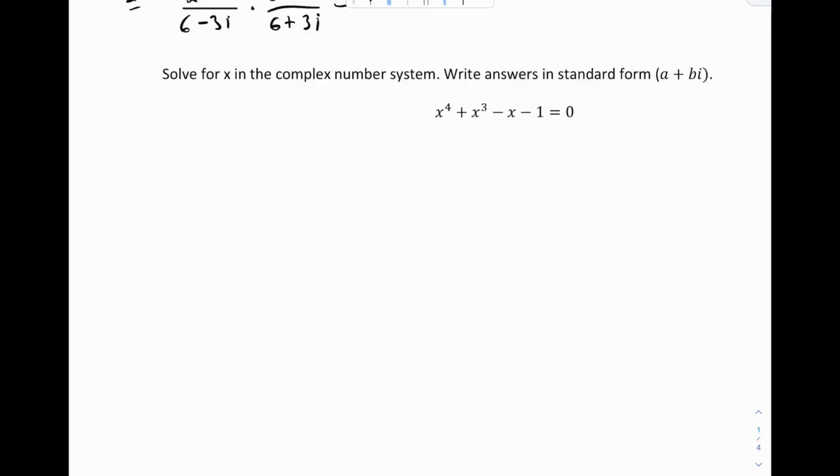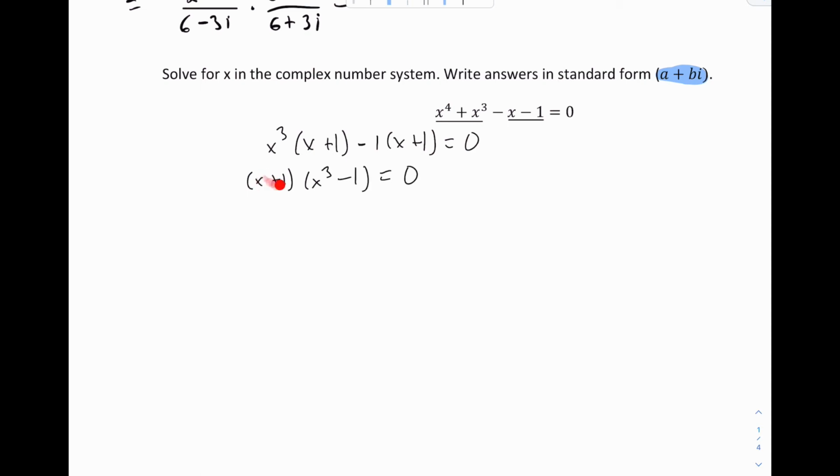This next example says, solve for x in the complex number system. Write answers in standard form, a plus bi. So I'll just note that really quickly, a plus bi. Notice how there are 4 terms equals 0. So let's do what we normally do. Highlight the first 2, highlight the second 2, and let's factor it by grouping. I'll take out the x cubed, that's x plus 1. Take out a -1, that's x plus 1. And now look at that, x plus 1 times x cubed minus 1.